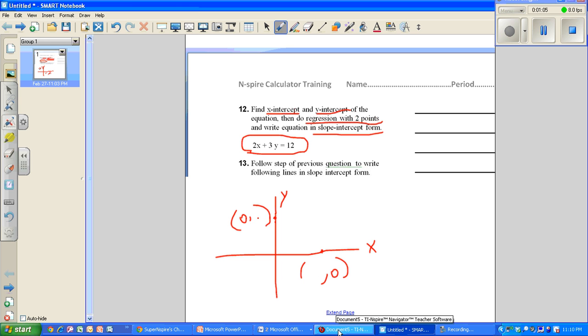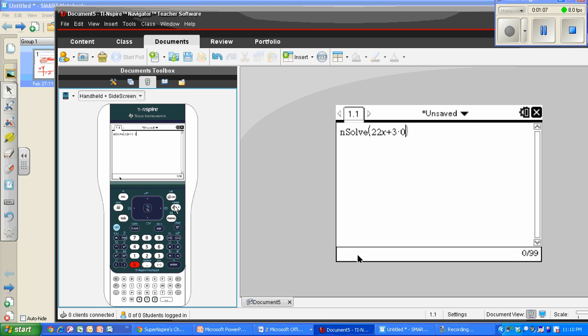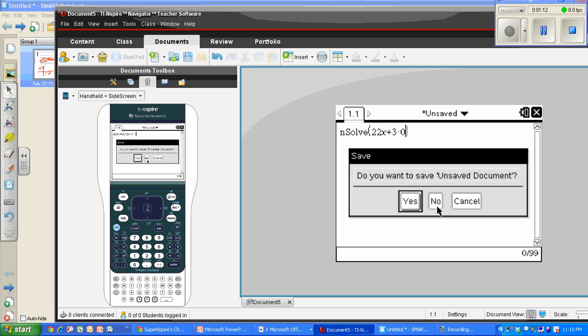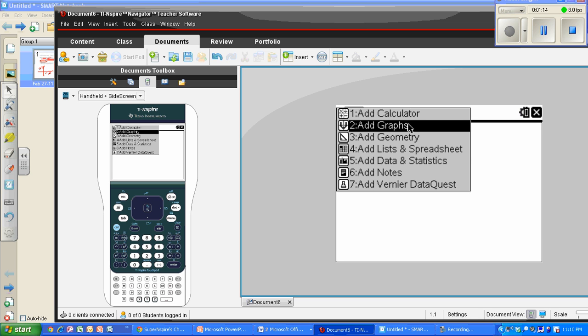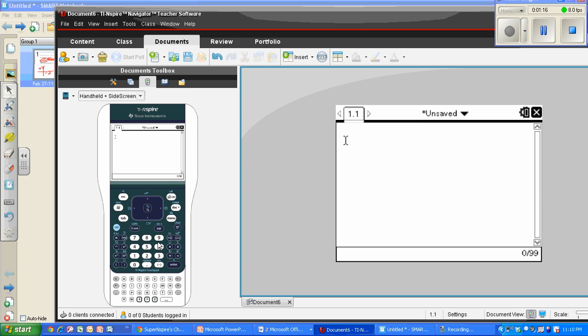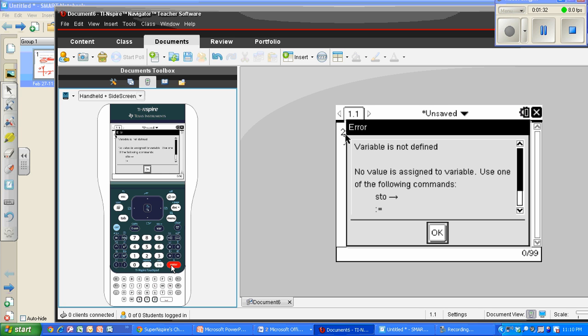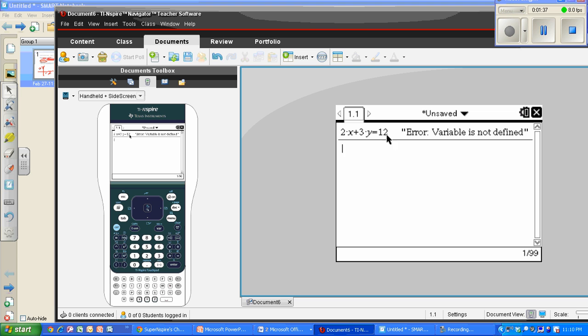So I'm going to use the Inspire calculator. So we go home, new document, do not save, and then you open a calculator page, and I'm going to type this equation as is. So just for reference, 2x plus 3y, the equal sign is right here under control, and it was 12. And I know there's no variable stored for it, so I'm going to leave it like that. So this is our equation.